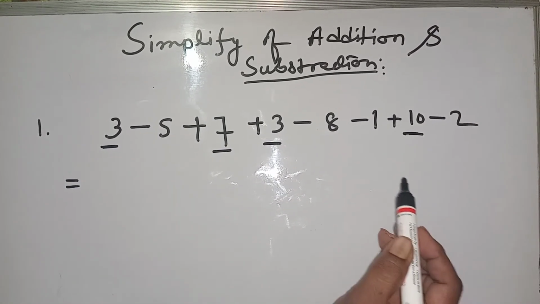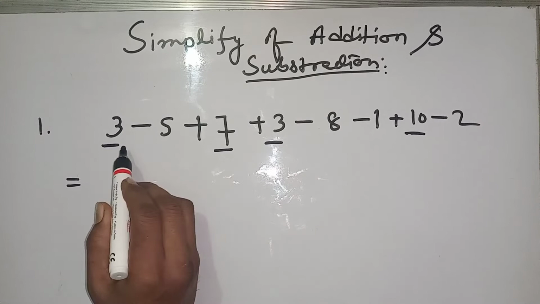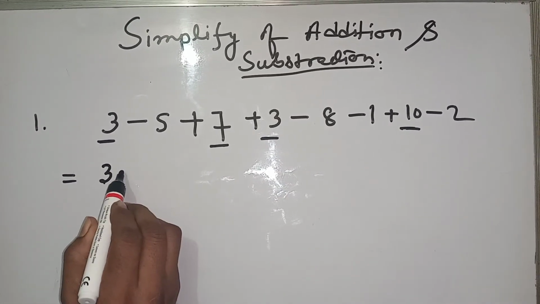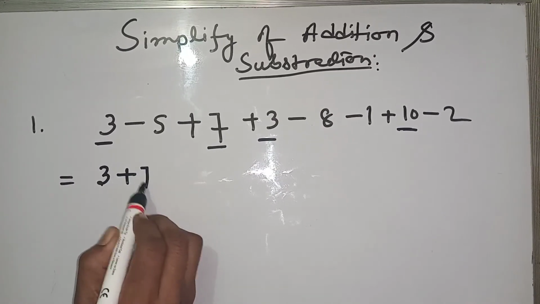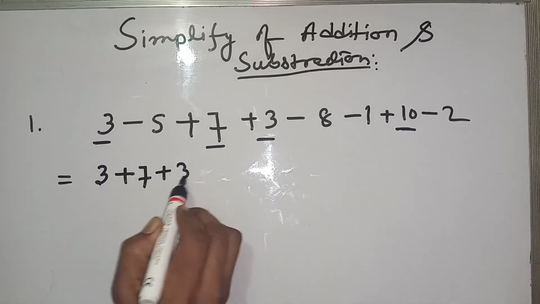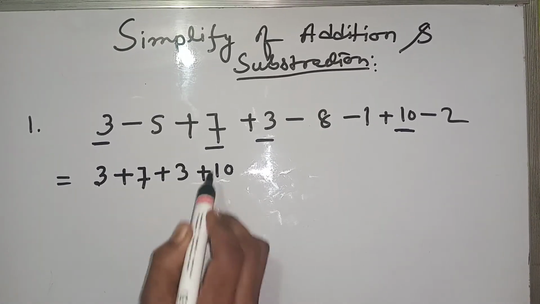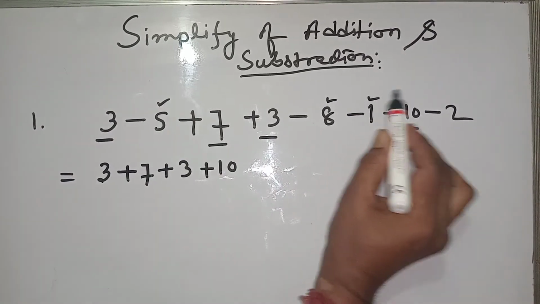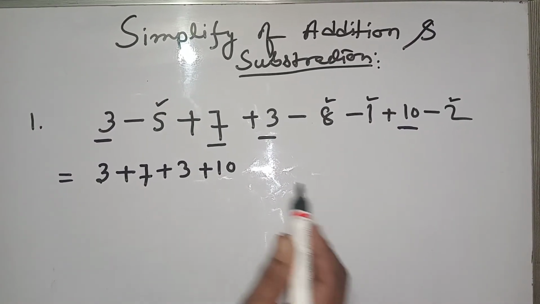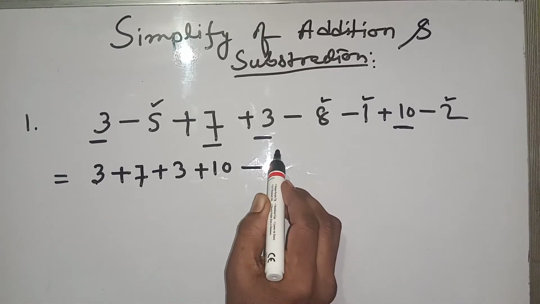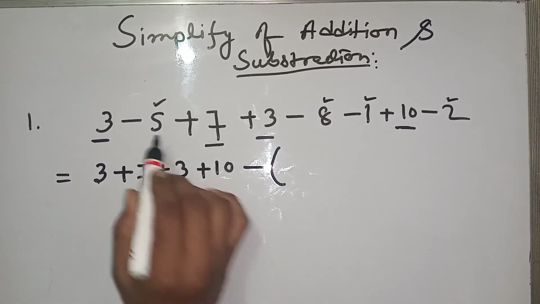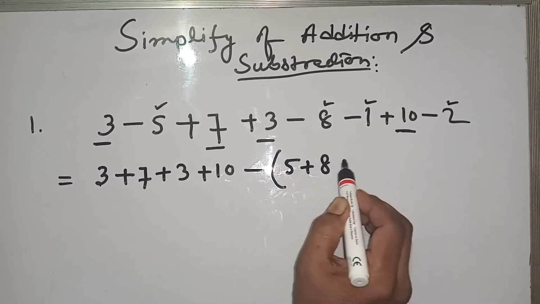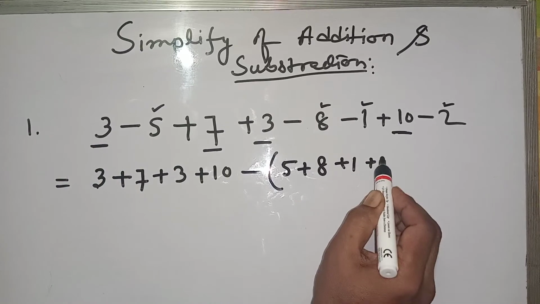here is positive. You take these 1, 2, 3, 4 numbers: plus 3, plus 7, again plus 3, again plus 10. Here is given minus, this one minus, this one minus, this one minus, and this one minus. You give minus sign and give bracket. Here you write 5 plus 8 plus 1 plus 2.